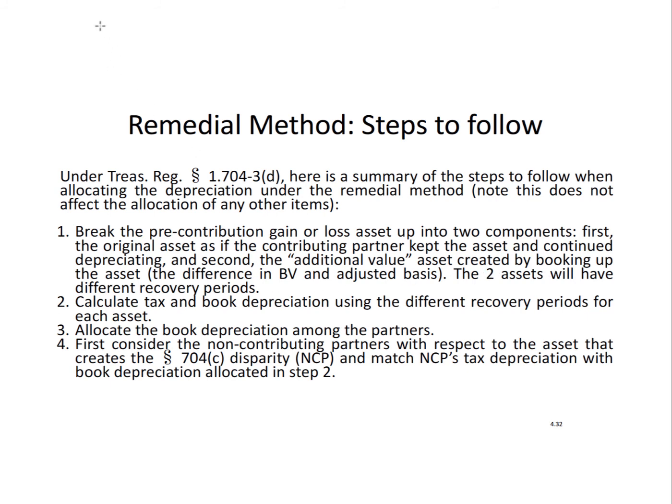So what we're saying here is we've got the $50 fair market value, depreciable, right? And we have the $10 adjusted basis. This $40 difference, this is that second part they're referring to. Okay? The second part there. So the first component is that 10, the original asset, as if the contributing partner kept the asset and continued depreciating. So we're talking about tax purposes here.